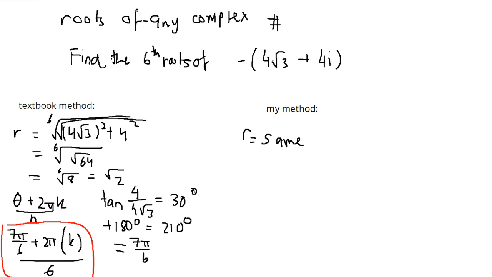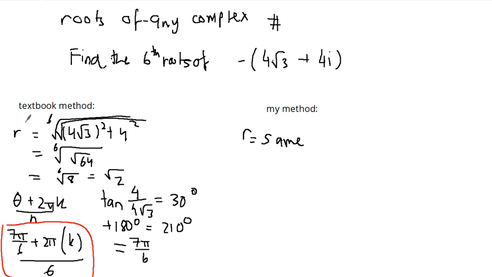So what about if you want to find the roots of any complex number, right? This is the textbook method of doing it. I'm going to try to use my method of doing it. So the textbook method is to basically give you the magnitude, since it's r to the n power. So you have to find the magnitude first, and then you have to take the nth root.